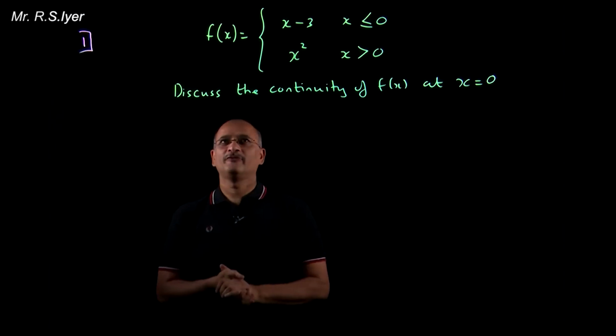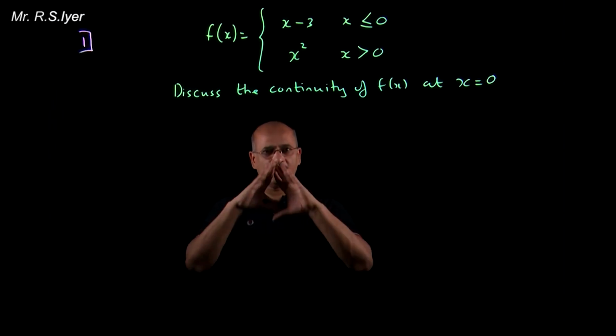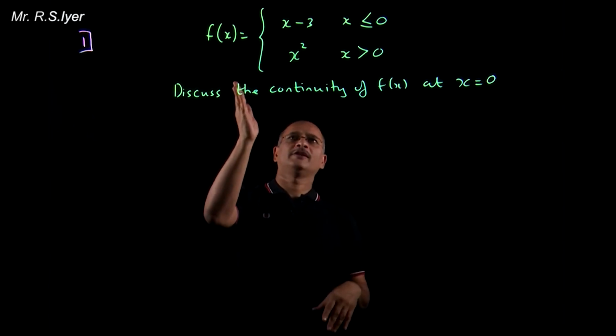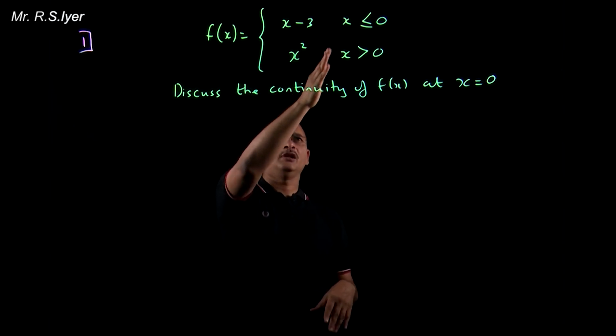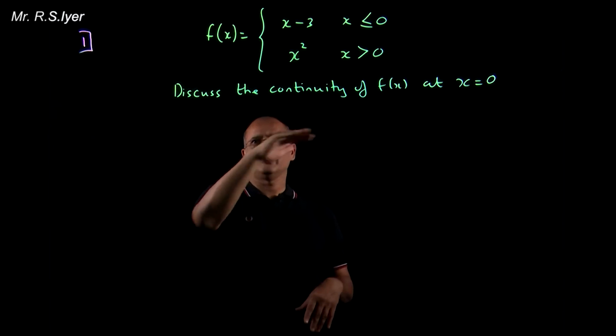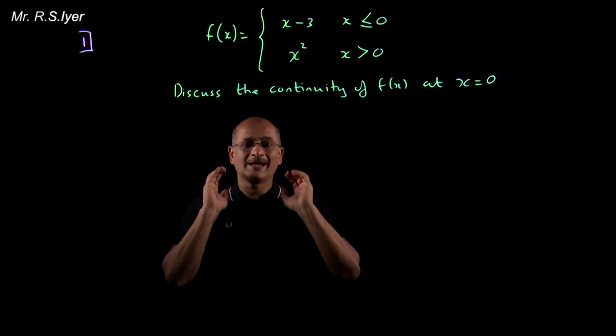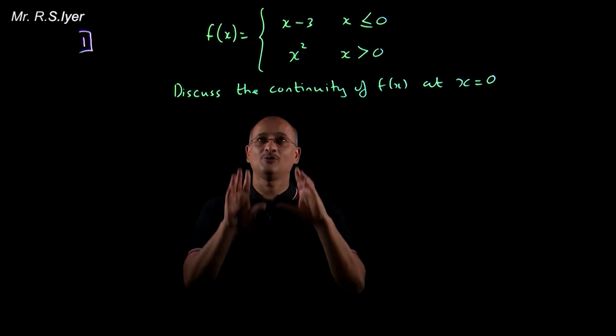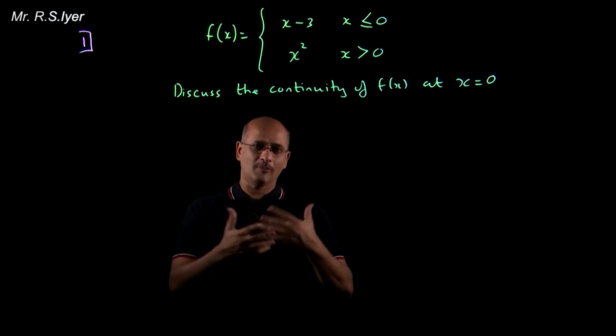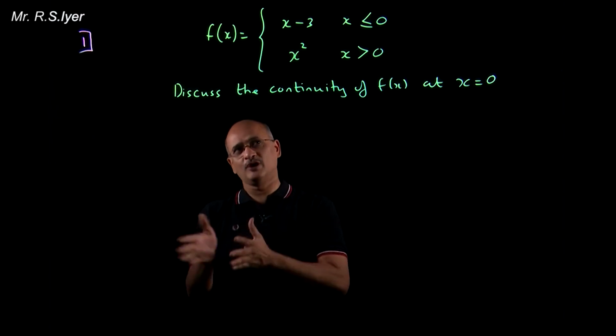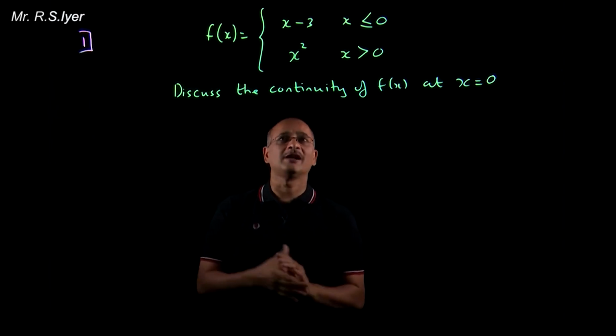Okay, let us see the first type of question, children, which is very clear. f of x is equal to x minus 3, x less than or equal to 0, x square, x greater than 0. Discuss the continuity of the function at x equals 0. Before we proceed, I just want to remind you how to read the sum, because children normally don't understand this even though they are finished with the functions part in class 11.